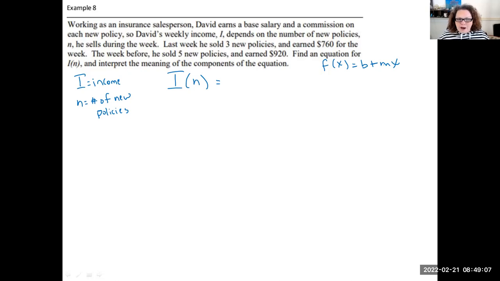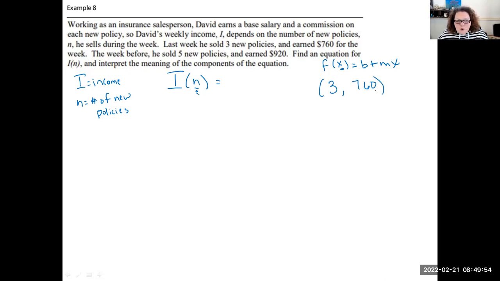Last week, he sold 3 new policies and earned $760 for the week. That's a point they're giving us there. And we know that N is going to be our representation of our input. So that's representative of our X. And remember, X always goes in our first place in our point. So 3 policies, and he ends up earning $760. The 3 policies is what helps figure out how much he makes. So he sold 3 policies, he ends up making $760 in that week.